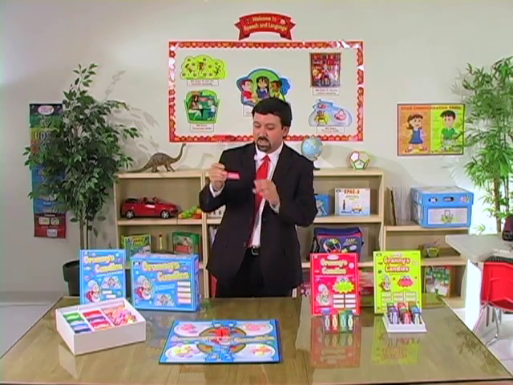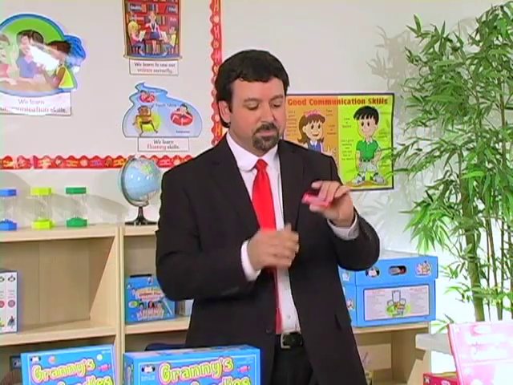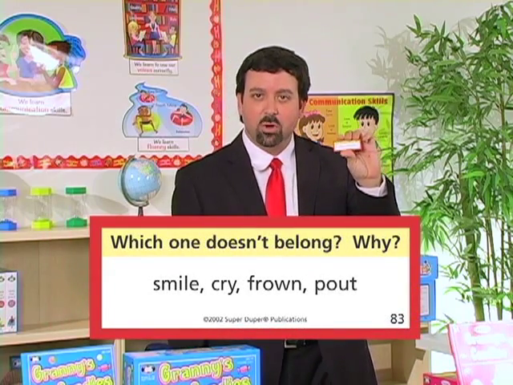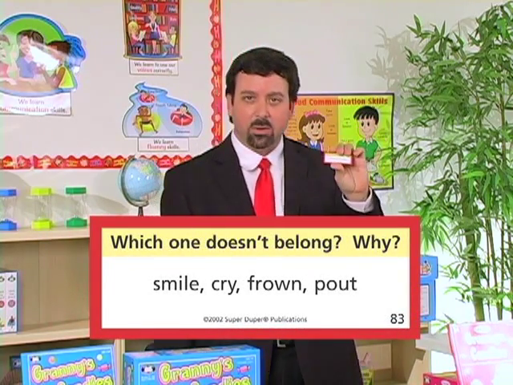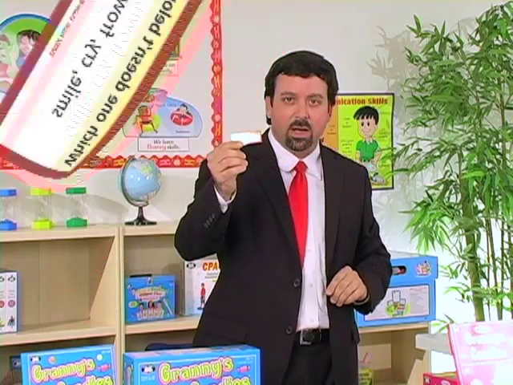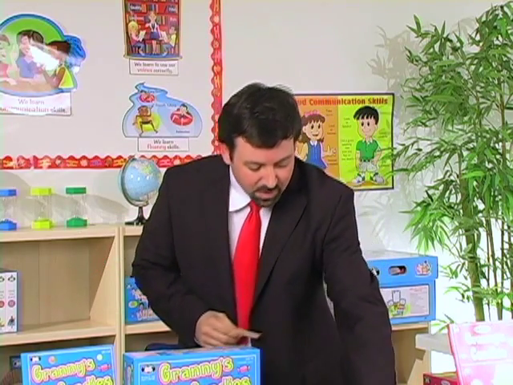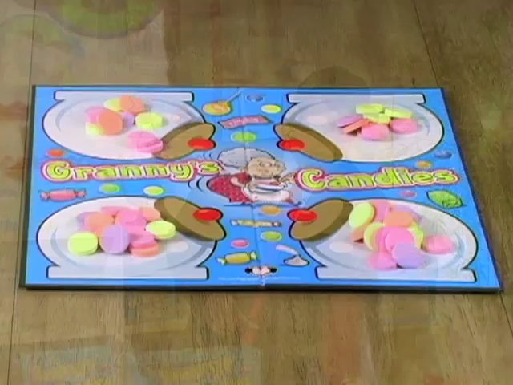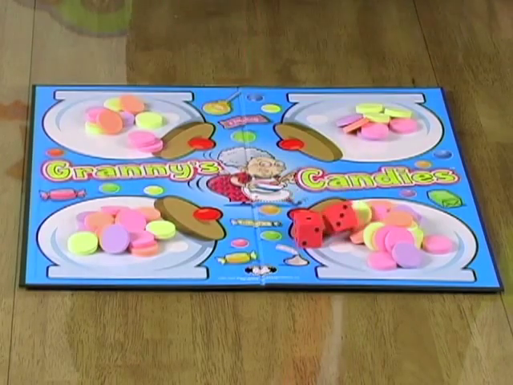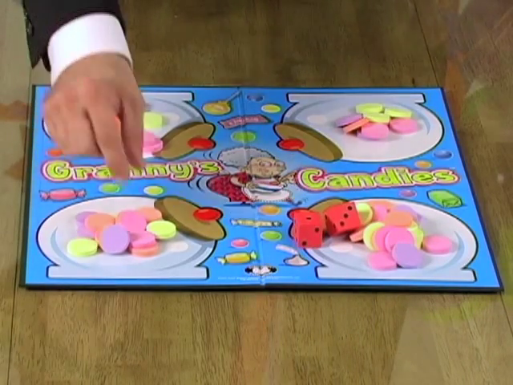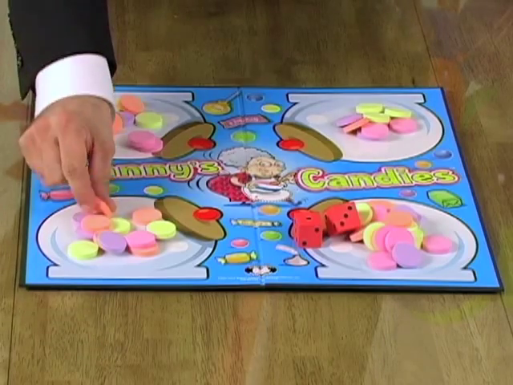For example, this is what doesn't belong. We have smile, cry, frown, and pout. The student will give the appropriate response to the question card. Then they'll be allowed to take the die. They roll the die. In this case, they get a 6. And then they will take 6 candy pieces from the jar.